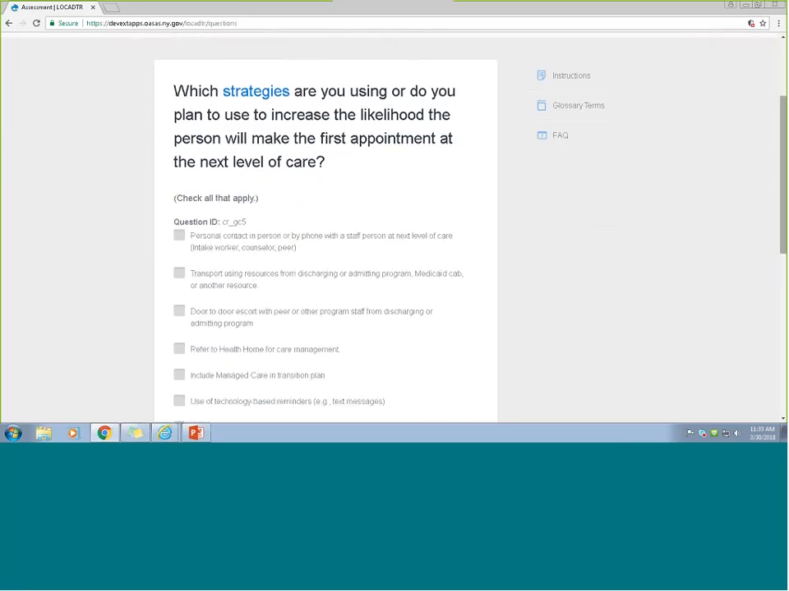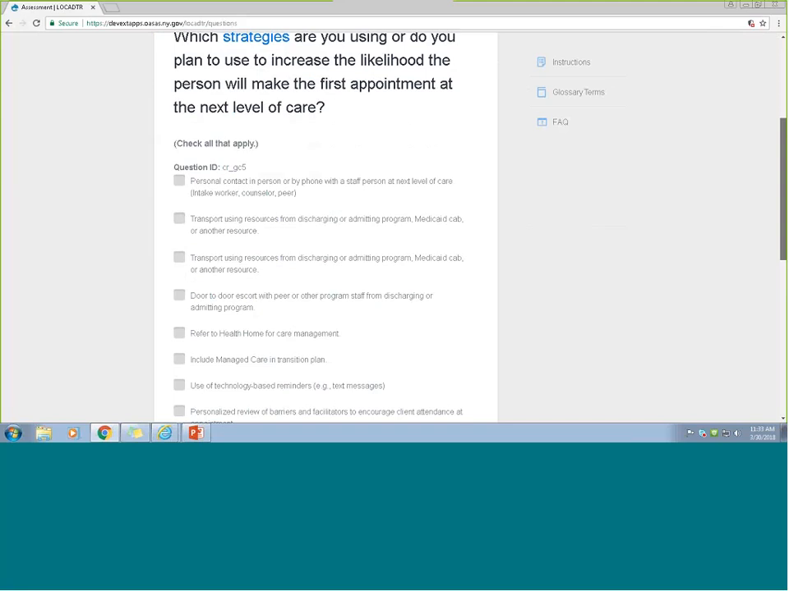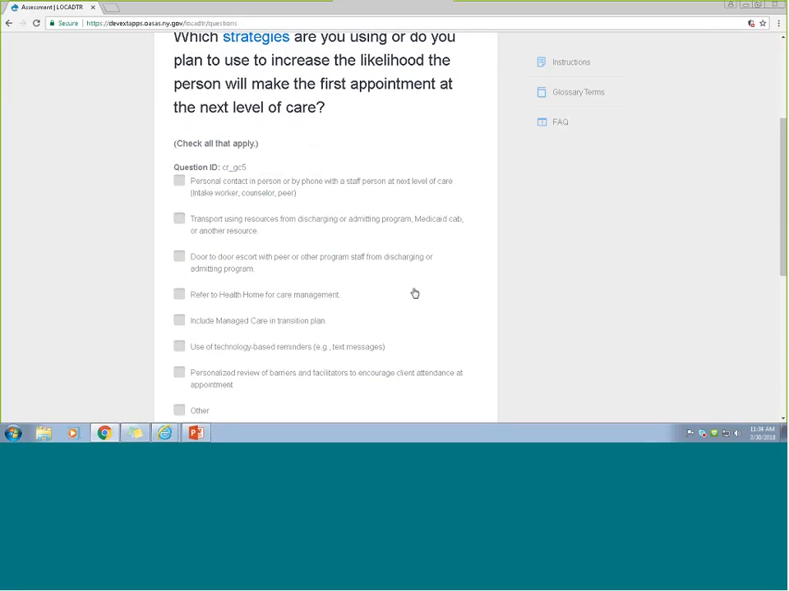So we go on to ask, which strategies are you using or do you plan to use to increase the likelihood the person will make the first appointment at the next level of care? I want to point out that, as always, if you see any text in blue in the application, you can hover over that term, and it will provide you with some additional information or guidance around the term that we're using. As we look at this list, you'll see that it's very comprehensive with regard to the ways that you may try to link a person to the next level of care.